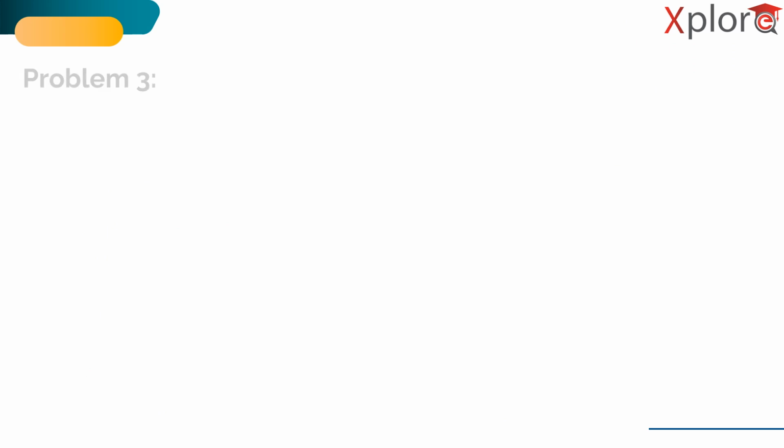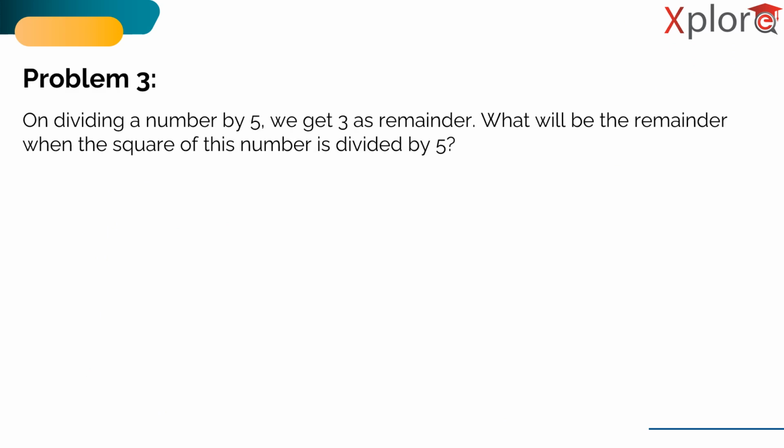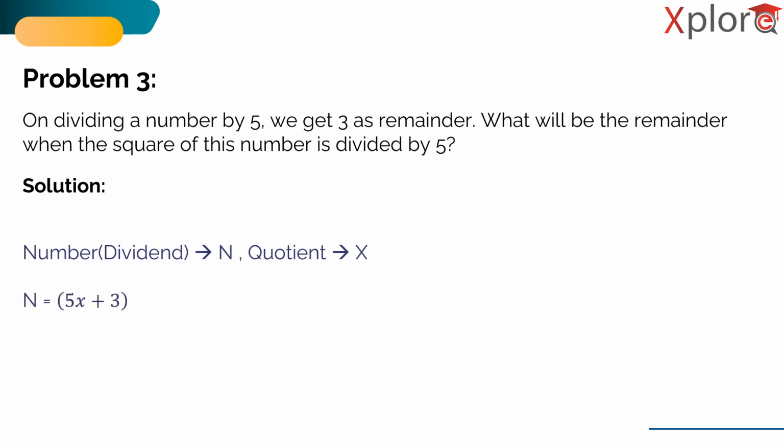Now, let's see one last problem. The given question is, on dividing a number by 5, we get 3 as remainder. What will be the remainder when the square of this number is divided by 5? Let's check out the solution now. Let's consider the number, which is the dividend, as n and the quotient as x. According to the division rule, we get n is equal to 5x plus 3.